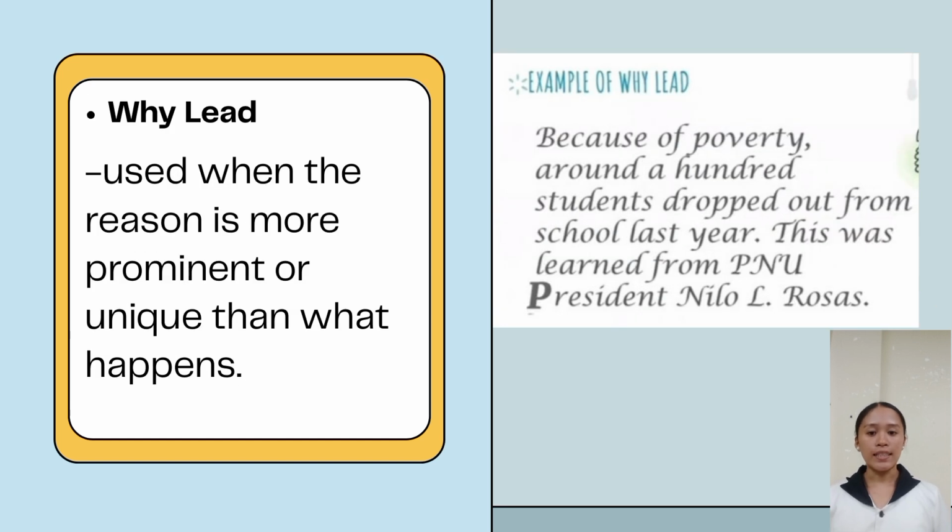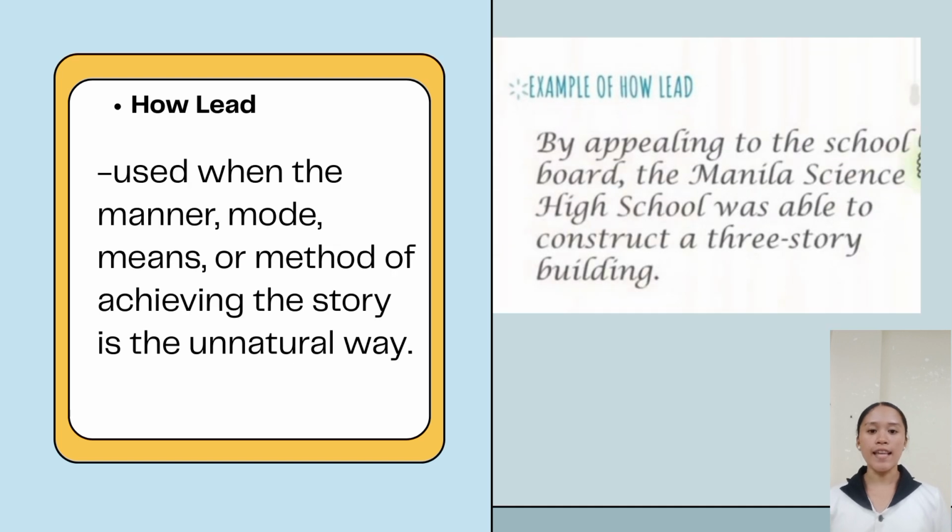Fifth is the why lead. This is used when the reason behind the event is more important than the event itself. So it explains the cause or purpose of what happened. In short, nganong nahitabo ang balita or this helps readers understand the deeper meaning of the event. So, for example of this, because of poverty, around 100 students dropped out from school last year. This was learned from PNU President Nilo L. Rojas.